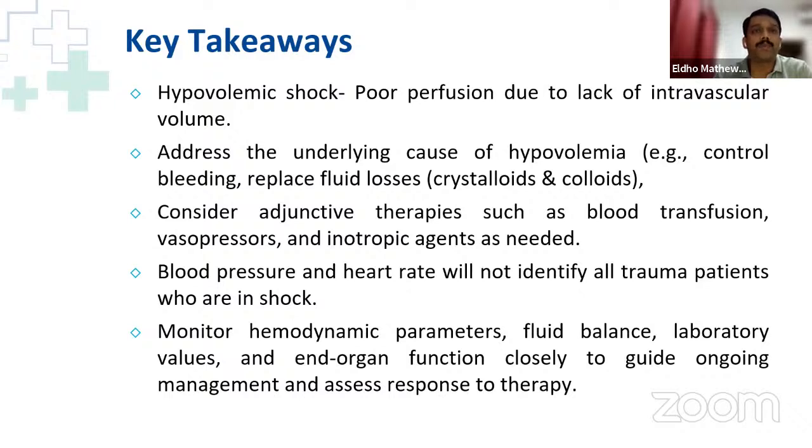The urine output should be 0.5 ml per kg per hour in adults and 1 ml per kg per hour for pediatric patients.